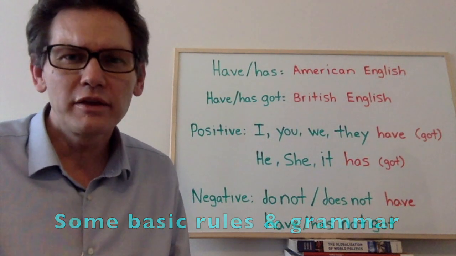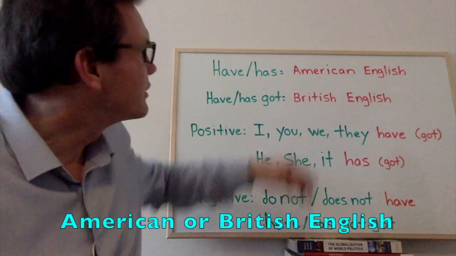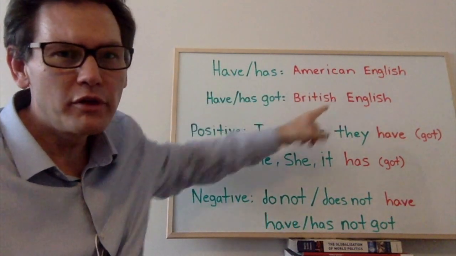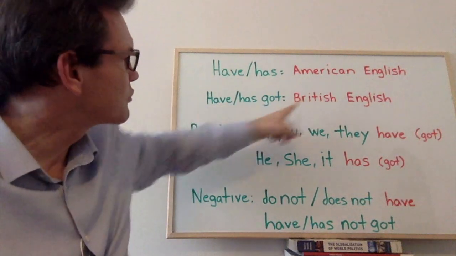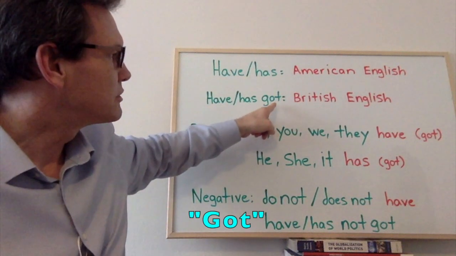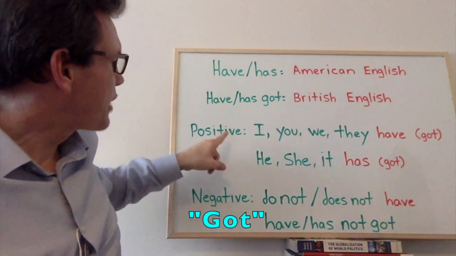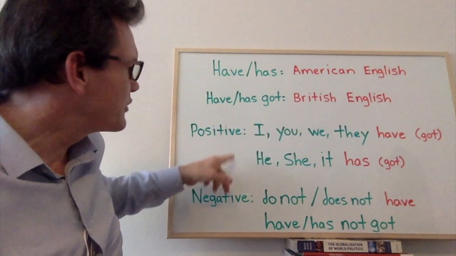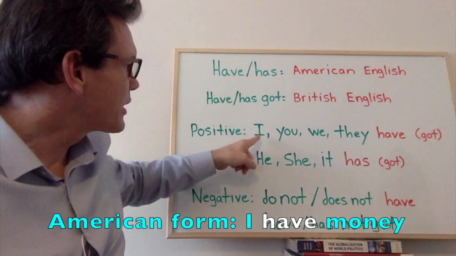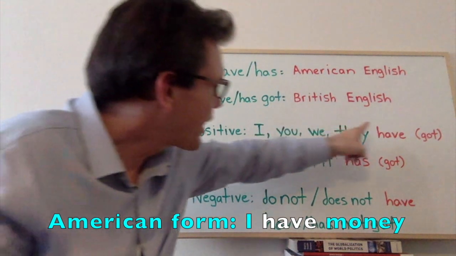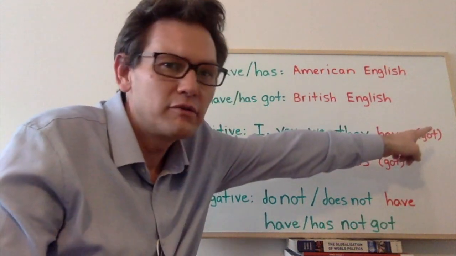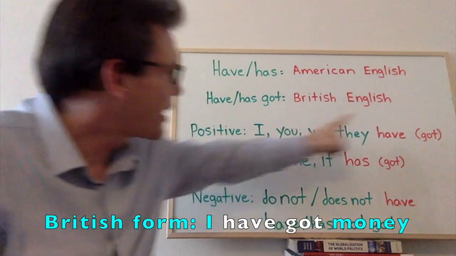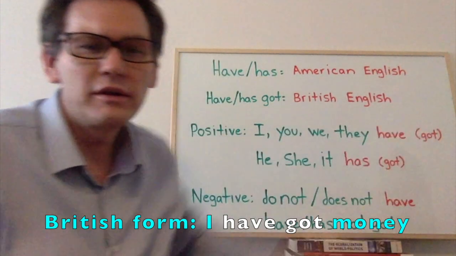So don't forget, you have a choice between either using the American English form or the British English form. And the only difference is in the British English form, you have got. Okay? So in the positive form here, it's pretty straightforward. For example, if you're using the American form, I have money. If you're using the British form, I have got money. And that's the only difference.